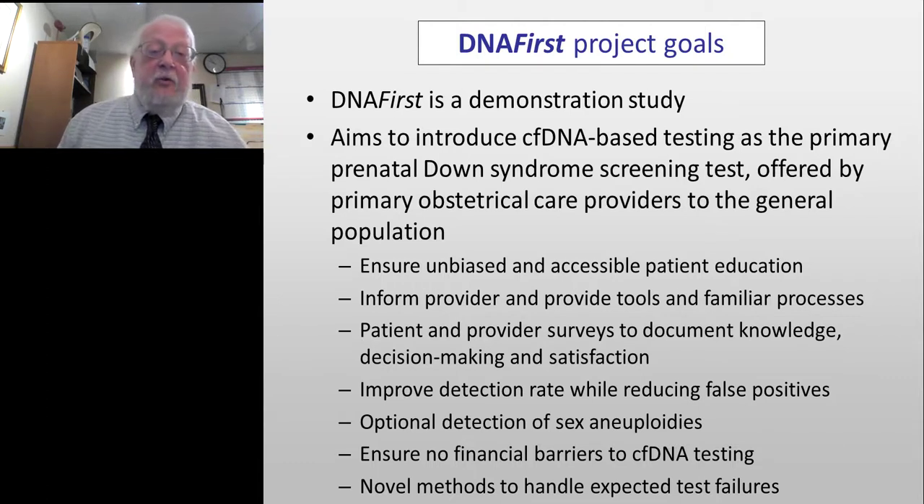And so we made sure we had good patient educational materials. We worked with the providers. We did surveys to document that. We told them they were going to improve the detection rate and reduce false positives. But you know what's the same?